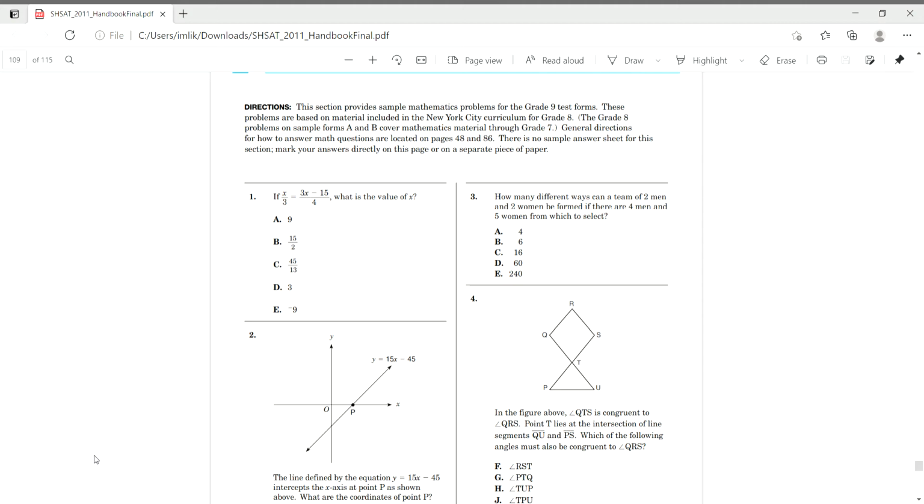Today I'll be reviewing 17 ninth grade sample questions from the 2011 SHSAT Student Handbook. This was actually requested of me by someone in the SHSAT Discord server.